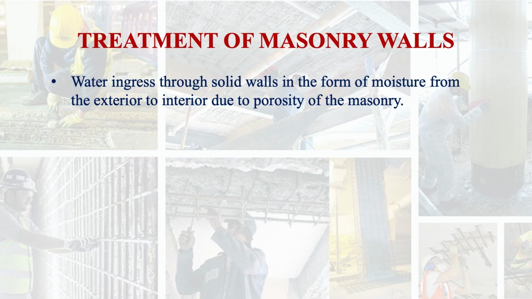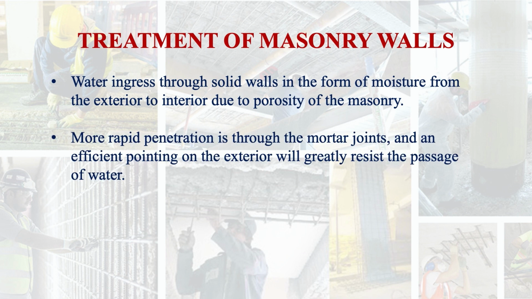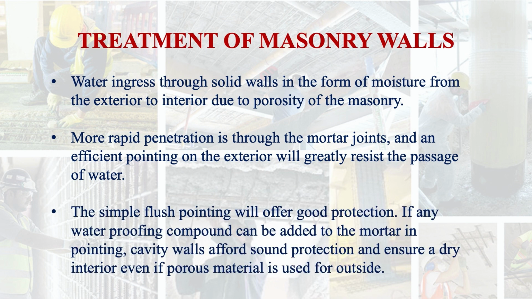Now, we move to treatment of masonry walls. Water ingress through solid walls in the form of moisture from the exterior to interior is due to porosity of masonry. More rapid penetration is through the mortar joints, and an efficient pointing on the exterior will greatly resist the passage of water. The simple flush pointing will offer good protection.